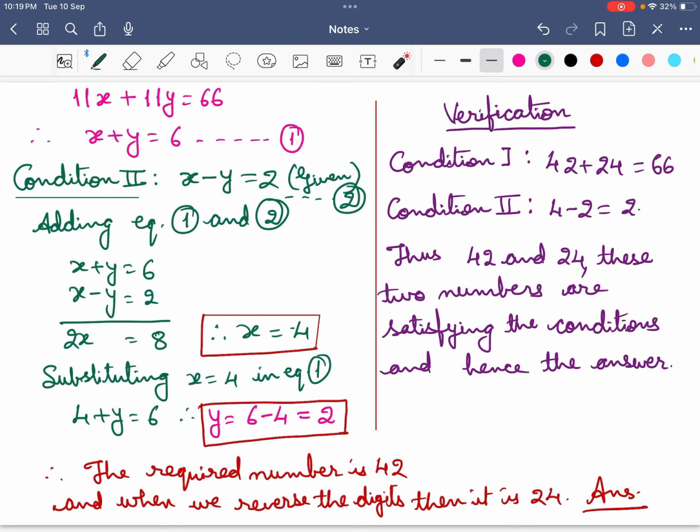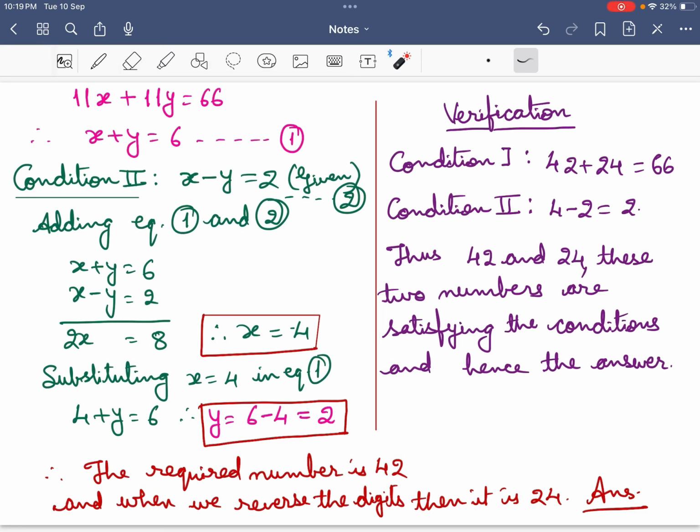Now adding equations 1 and 2. We will be getting x plus y is equal to 6 and x minus y is equal to 2. So plus y and minus y will be cancelled, and x plus x is equal to 2x, and 6 plus 2 is equal to 8. So 2x is equal to 8, and if we want x, dividing both sides by 2, this 2 will be cancelled. 2 fours are 8. Therefore x is equal to 4. Okay, we got the digit x, its value is 4.